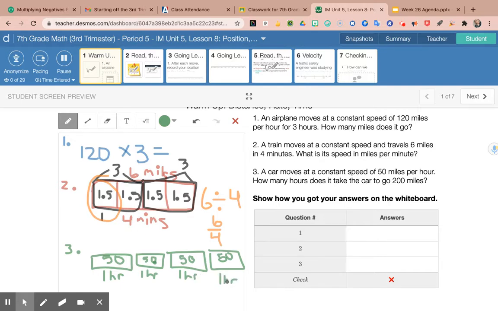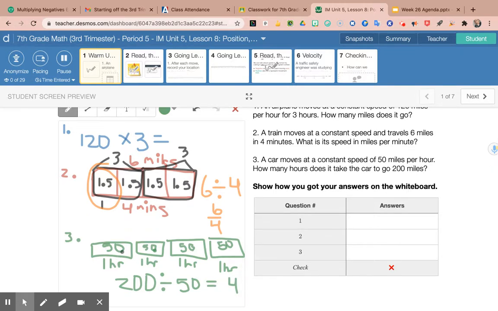Another thing you could have done, you could have took the 200 miles and divided it by 50. So either way, you will get 4. I just like drawing pictures. So 50 miles for 1 hour. So I need 4 of them to make 200. The answer is 4.